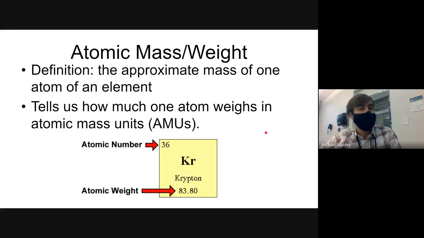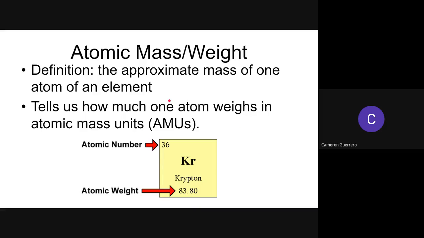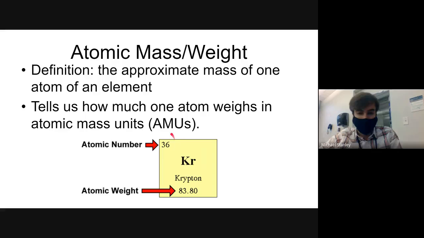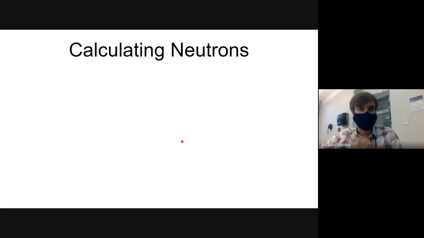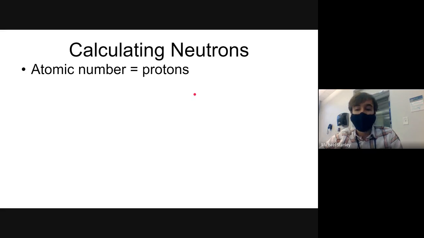There we go. So 36 would be our proton, and 83.80 is our neutron. Not quite. So mass and neutrons are not the same, but we use the mass to figure out the neutrons. So you were spot on that the protons is equal to the atomic number. So in the case of krypton, that's 36.